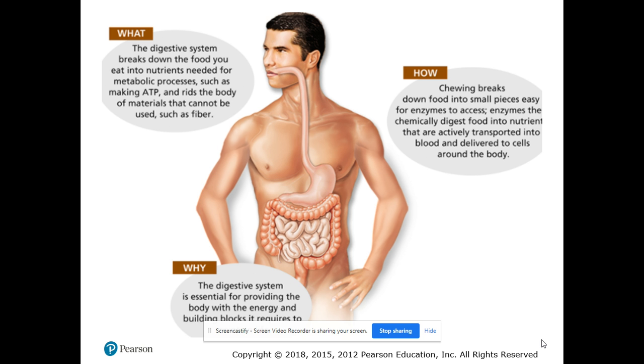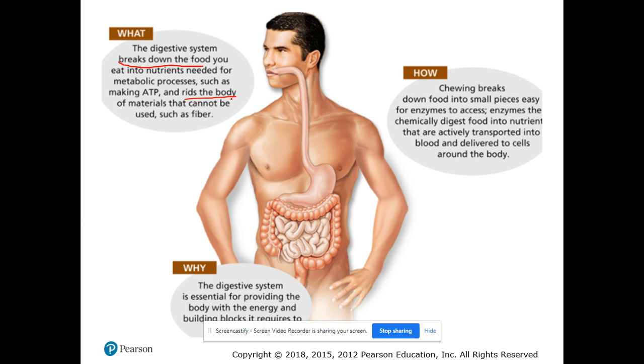So what is the digestive system? Well, the function of it is it breaks down food into the nutrients that your body needs in order to do any type of metabolic process, such as making ATP, making hormones. It also allows us to get rid of the body's material that we don't use, such as waste, but also things like fiber. So again, it breaks down food and rids the body of waste.